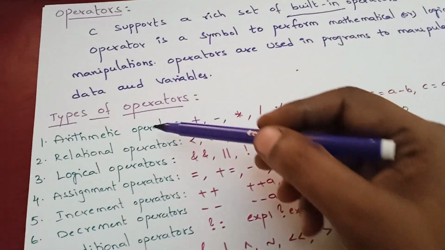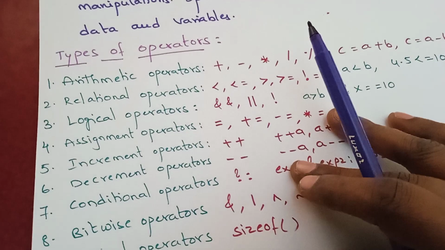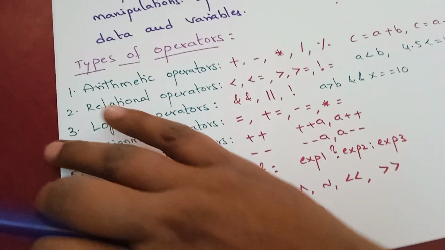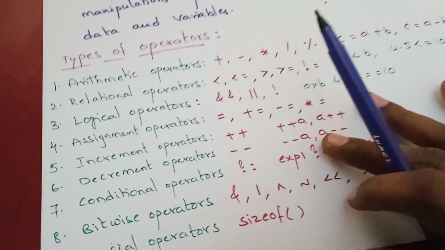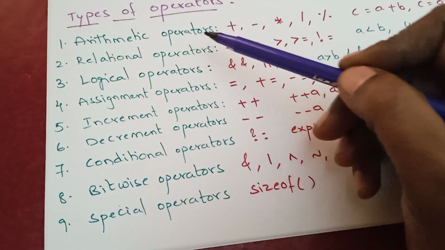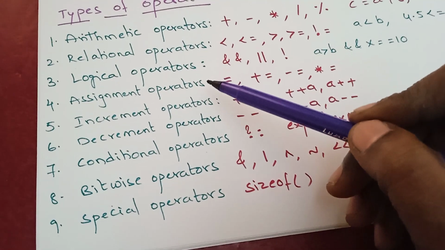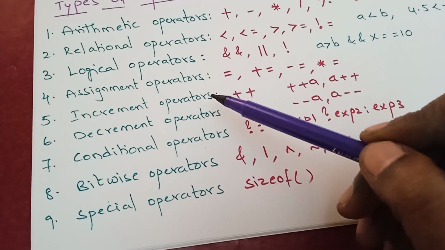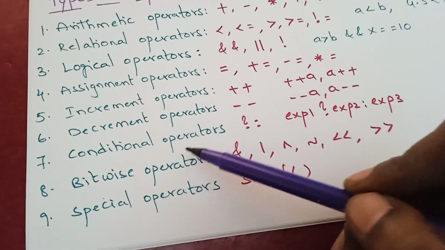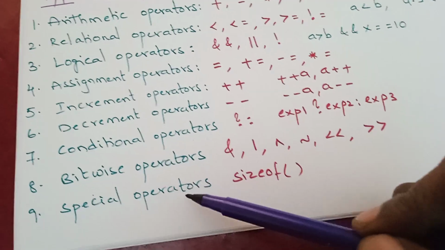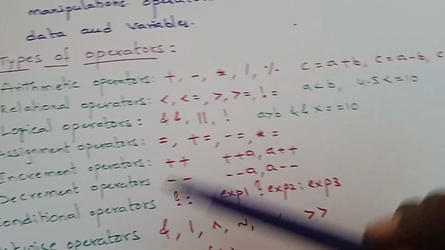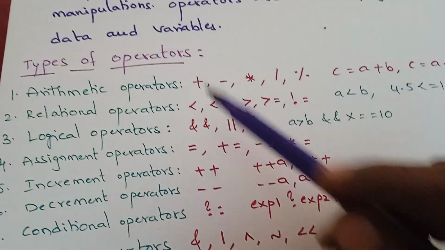Now these are the operators which are supported in C language. These operators are nine: arithmetic operators, relational operators, logical operators, assignment operators, increment operators, decrement, conditional, bitwise, special. Now let's discuss each and every operator.